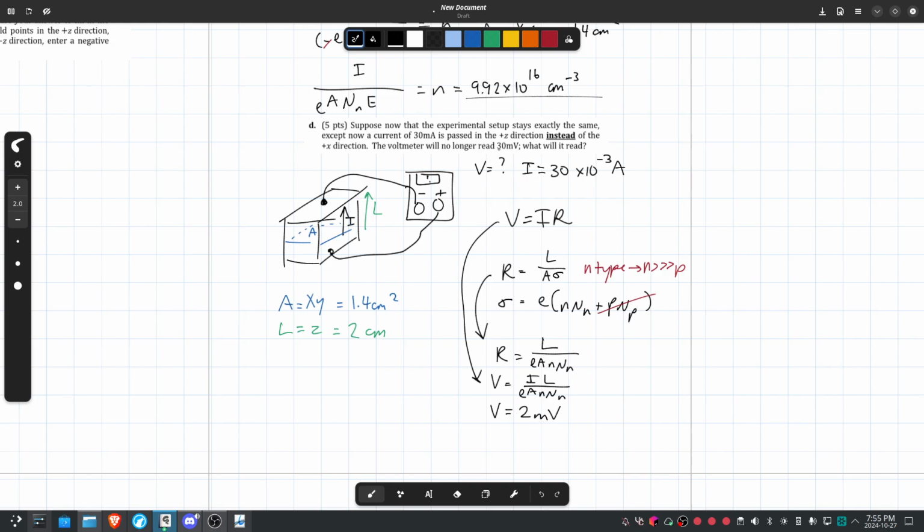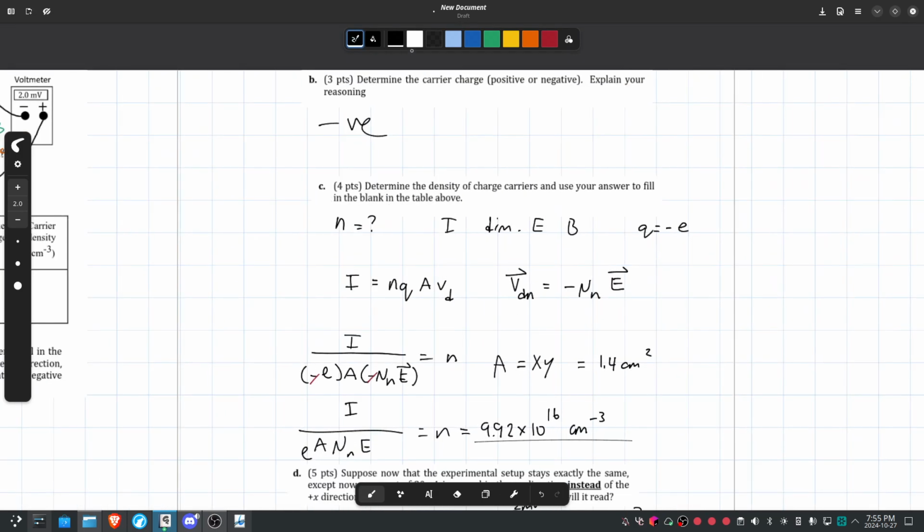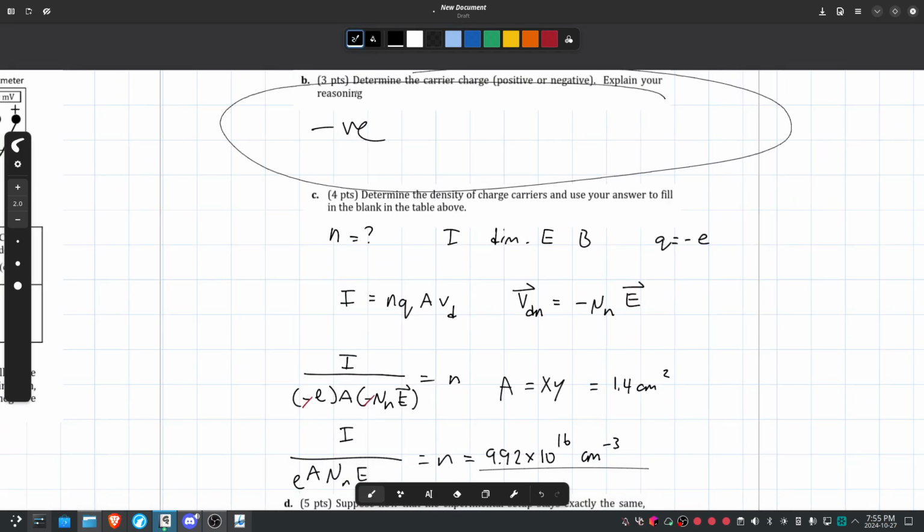Actually, this is actually written wrong. It's going to be 2 millivolts, and if you read it like that, the voltmeter will no longer read 2 millivolts. It reads 2 millivolts. Yeah, it seems like you did something wrong. It's correct. Can you explain B again briefly? B. Determine the carrier charge. This question.